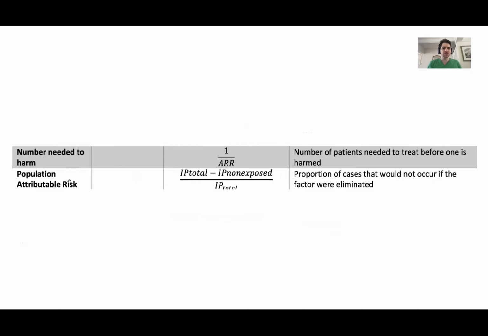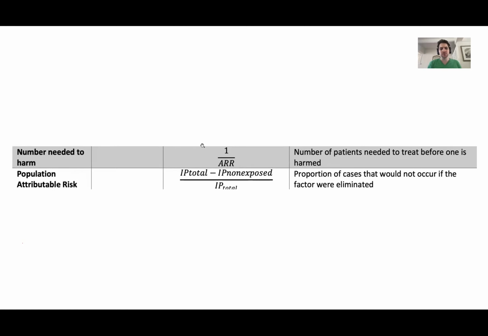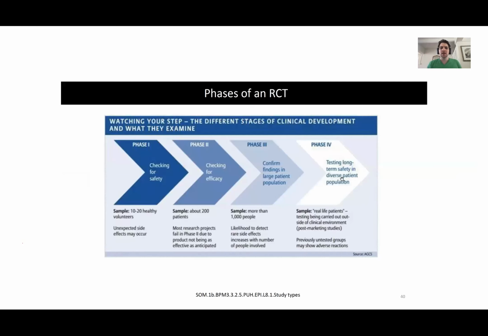And then they do the number needed to harm versus the number needed to treat. Again, you just need to know the equation, number needed to harm. Oh, there's number needed to treat as well, which is 1 over the attributable risk. But number needed to harm is 1 over the absolute risk reduction, okay? So these numbers actually do come out to be similar, or the same. It just depends if they're talking about treatment versus harm.